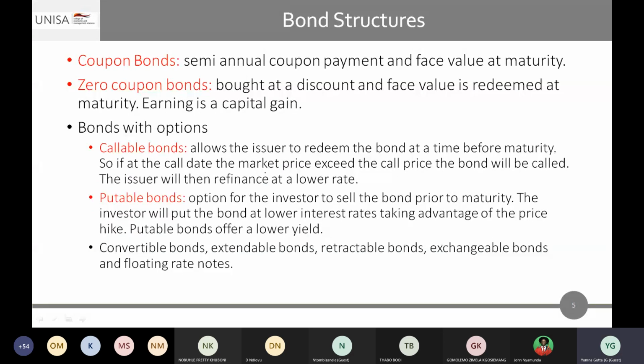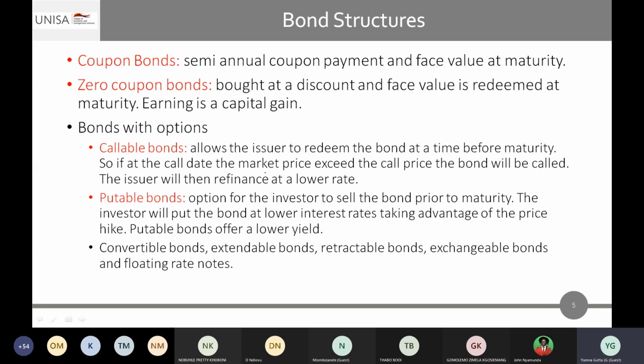Okay, then you get different bond structures, right? You get coupon bonds, which is what we're going to be valuing today, right? Which is a semi-annual coupon payment and face value at maturity, right? So this is what we're going to calculate today. Interest is paid every 6 months on the bond. And at the end of the term, you receive the face value at maturity.